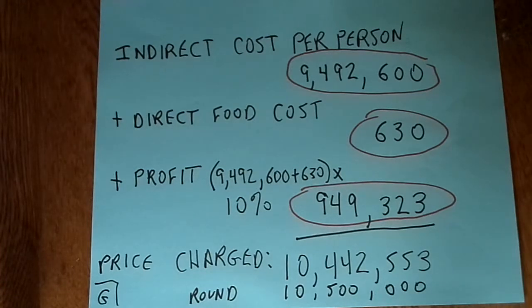$10,442,553. Now I want you to understand everything in slides A through F, the last slides, was an estimate. So we're not going to charge a rough raw price like $10,442,553. This is not precise data. It was just an estimation. So I'm going to round it. And in my case, I round it to $10,500,000.